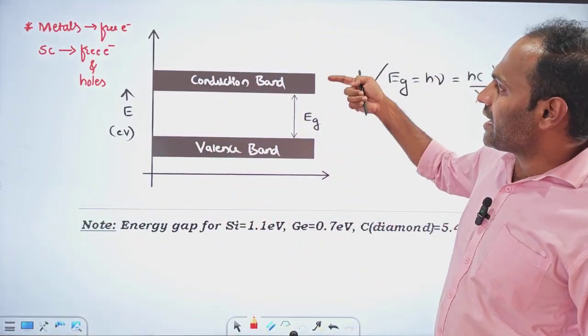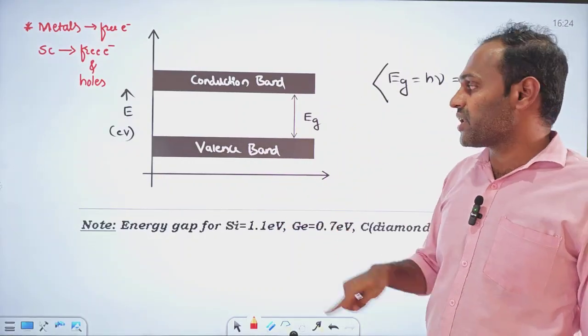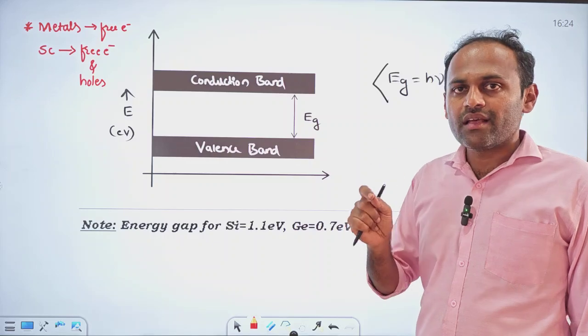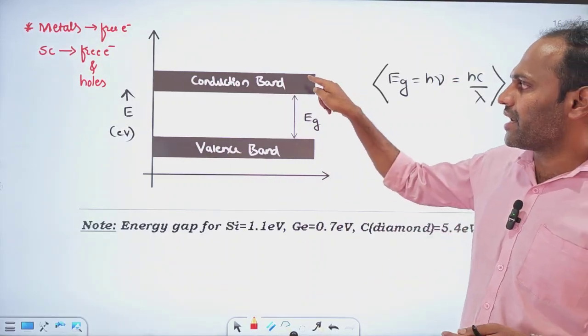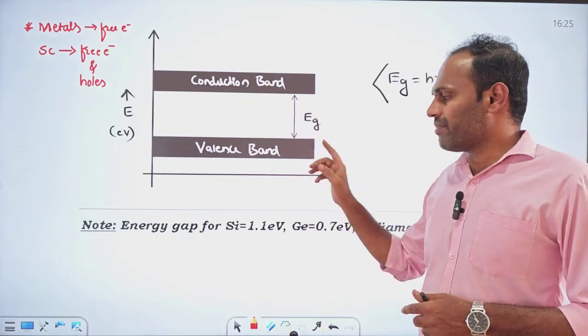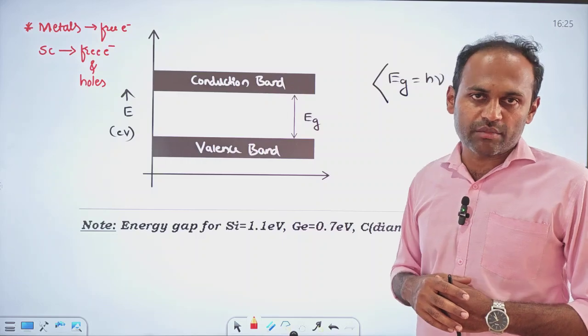If you get electrons in the conduction band, then we can say current is flowing, or if you get holes in the valence band, then the current will flow. So for current to flow in a semiconductor, you should get either electrons in the conduction band or holes in the valence band. At that time you can say that current is flowing in the semiconductor.